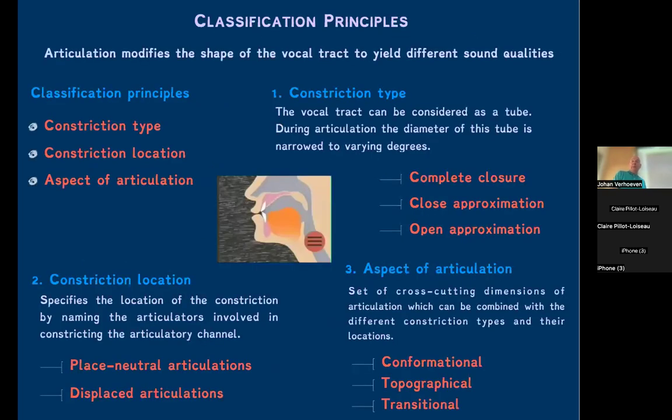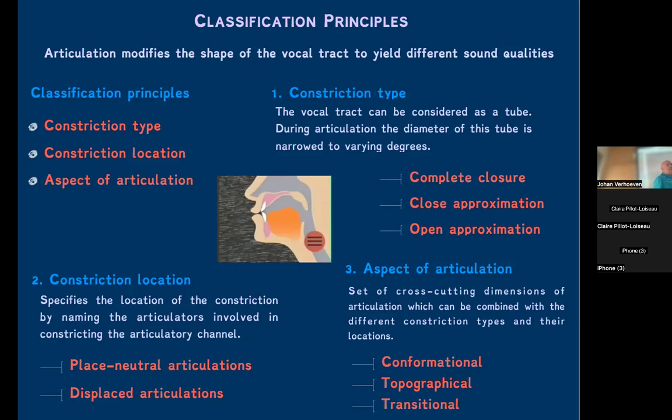Lever's taxonomy, in a nutshell, looks like this, where he's got 3 classification principles of speech sounds. I've mentioned constriction type. I've mentioned location of the constriction, but what I think is still at the moment particularly innovative is a dimension of aspect of articulation. And in that sense, I would think that Lever's taxonomy is significantly different from other taxonomies, such as the IPA classification.